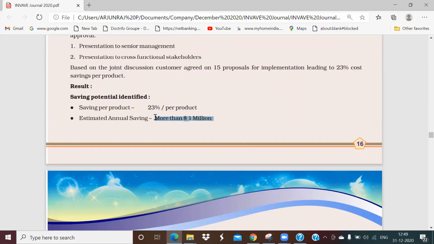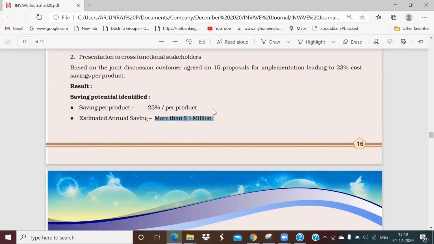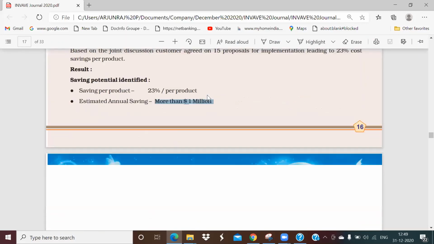$10 million, 1 million will be 10 lakh rupee, and if it is 10 lakh into 70, how much? 700 lakh, which means 7 crore rupee. So in a year, you can save 7 crore rupee if you do all these things.